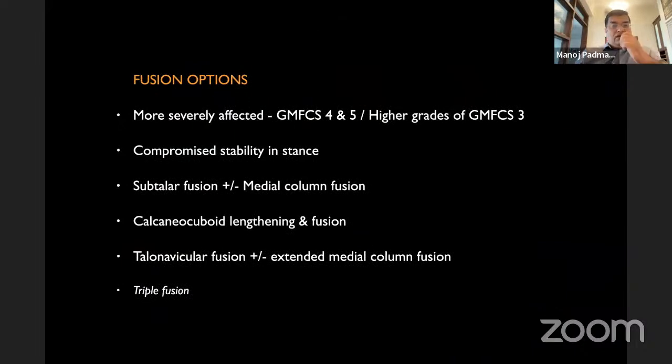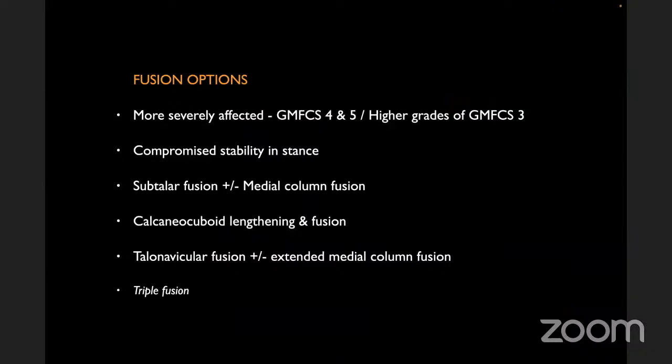Now, in the more severely affected children, the GMFCS is higher. So non-fusion options are usually reserved for the good functioning CP, where the GMFCS is 1, 2, and the good GMFCS 3, not so much the higher end of GMFCS 3. One of the criticisms with the calcaneal lengthening osteotomy is that it tends to fail, and it's primarily dependent on the patient selection.